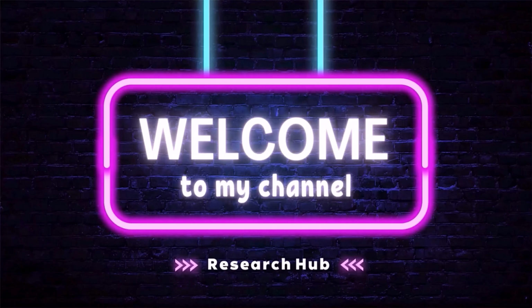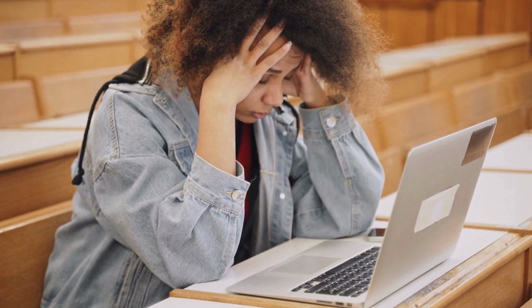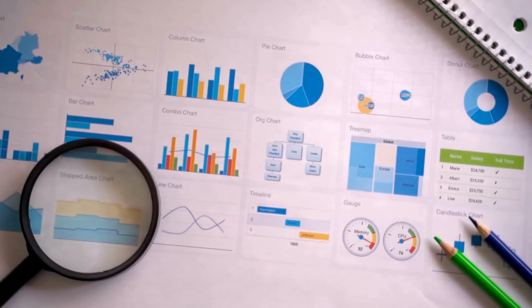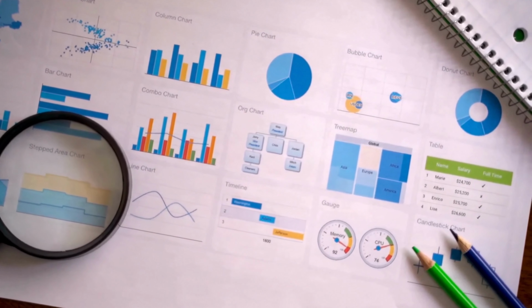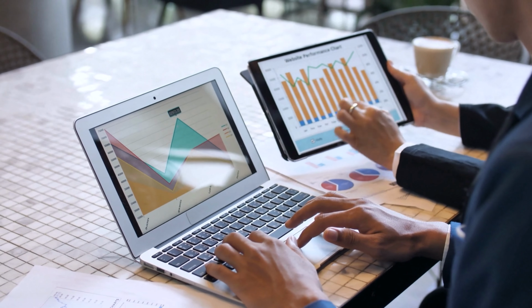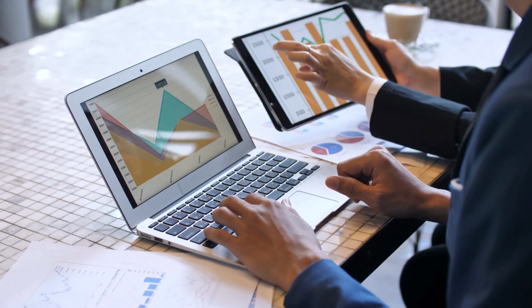Welcome to Research Hub. Research data analysis can be one of the most challenging parts of a research project. Tables, numbers, p-values, correlations, and regression results can look confusing, especially for beginners. But what if AI could help you understand your research data faster?